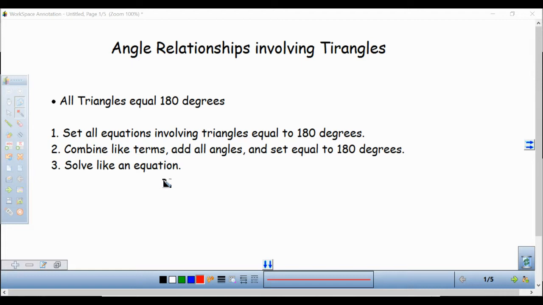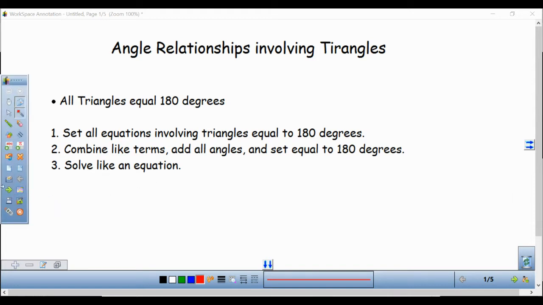But before we get started, a couple key things that you need to know, and you should be writing this down in your notes: all triangles are 180 degrees. It doesn't matter what type of triangle it is, all objects with three sides are 180 degrees. We are going to set all equations equal to 180 degrees. So if you see a triangle on the test, you know that we're going to make an equation and set it equal to 180. We're going to take all of the angles and add them all together, then combine like terms, set it equal to 180, and solve like an equation.